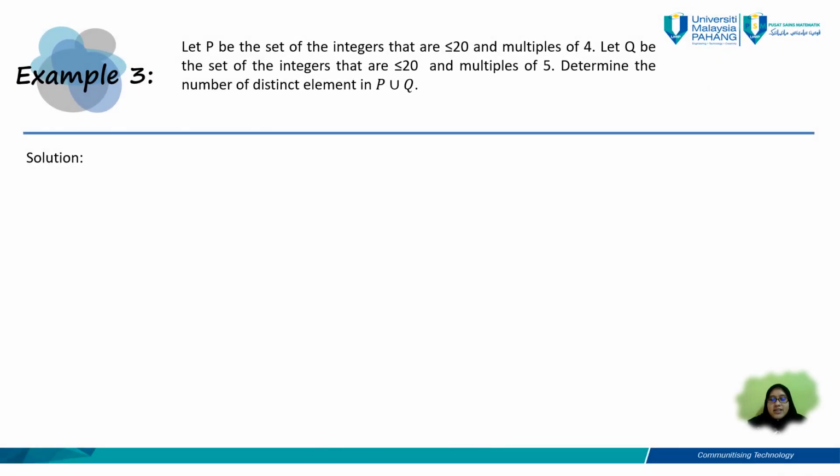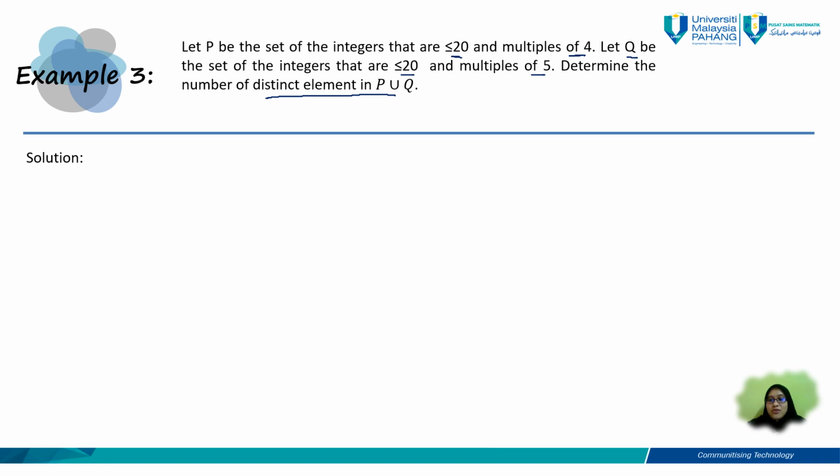So alright guys, let's try another example. Example number 3. Let P be the set of the integers that are less than or equal to 20 and multiples of 4, while Q is the set of the integers that are less than or equal to 20 and multiples of 5. Determine the number of distinct elements in P union Q.